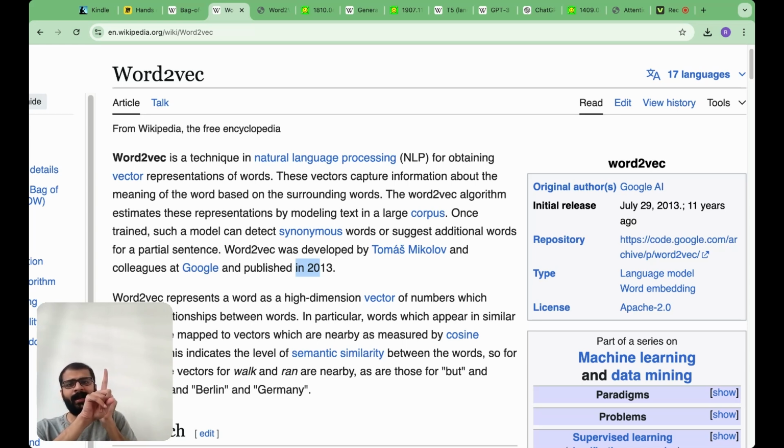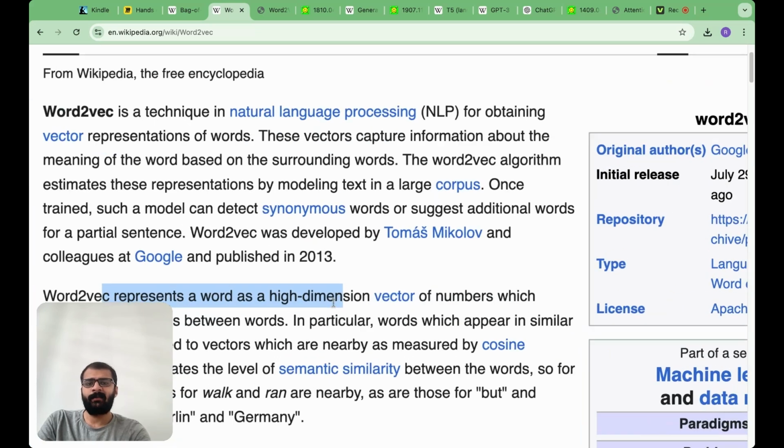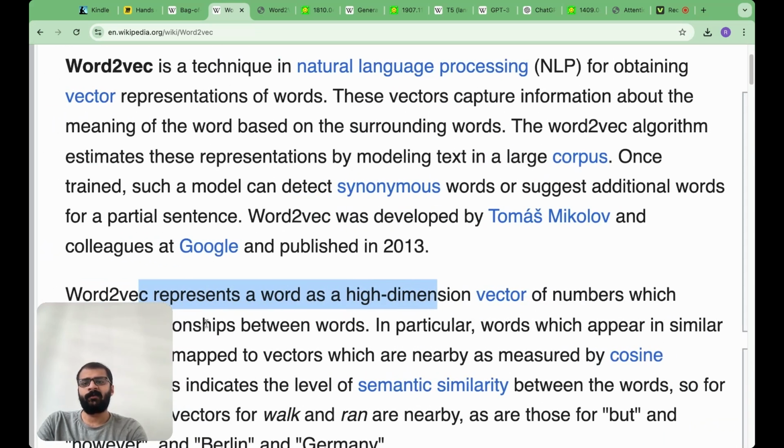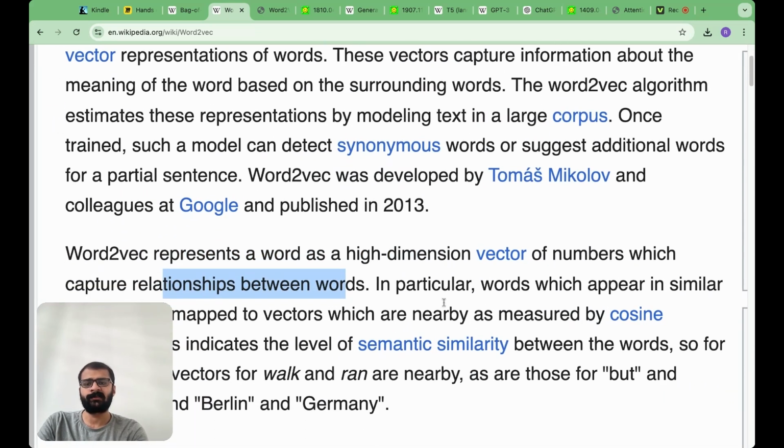So, for example, cat and kitten will have similar meaning, right? So, these vectors will be similar to each other. Whereas, let's say, cat and something completely different, meteor, they don't have too much in common in meaning. So, then there will be vectors which are at 90 degrees. So, in a sense, the distance and the angle between vectors can capture the semantic relationship between words. So, Word2Vec represents a word as a higher dimensional vector of numbers, which captures the relationship between words.